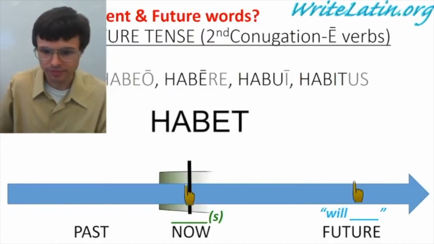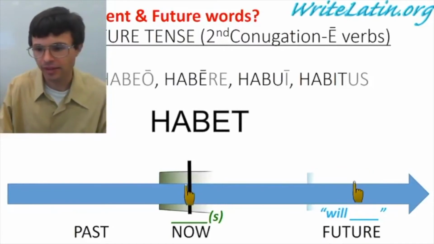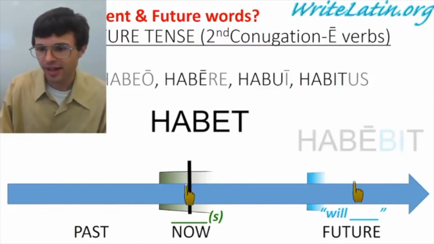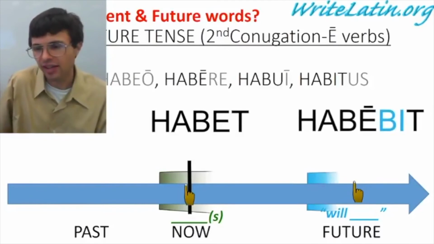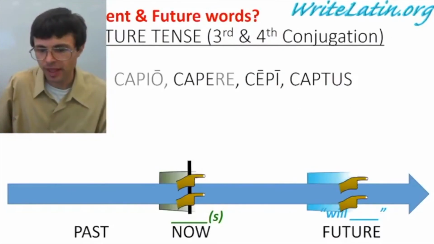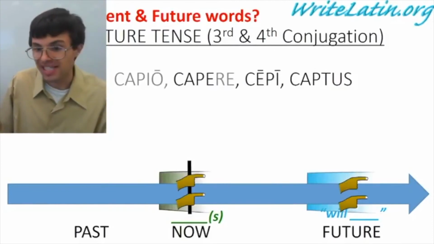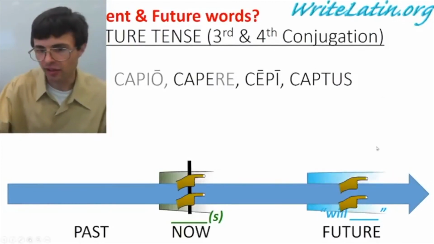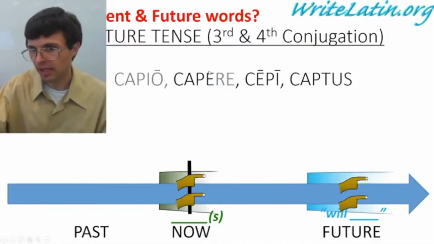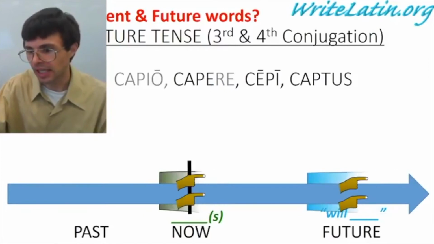What about this one? Habet. Habebit. He has, he will have. And about this one? Present tense. Capitis. Then in the future, it's not an E dominating conjugation. Slip into the A and E rule. Capietis.